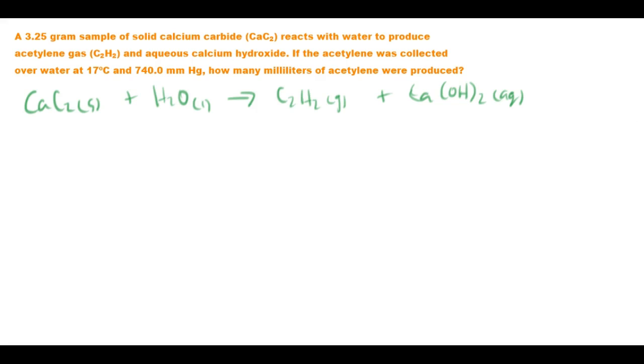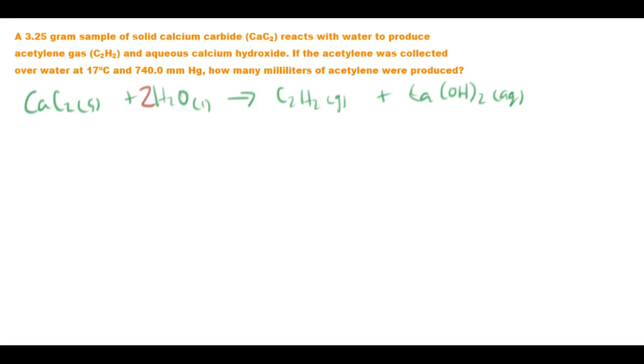So on the left hand side we have one calcium, 2 carbons, 2 carbons. However, our hydrogens and oxygens don't actually match up. If we put a 2 here, now it should match up because we have 2 oxygens, 4 hydrogens, 1, 2, 3, 4 hydrogens matching up. It is balanced. So now we have 3.25 grams of solid calcium carbide.